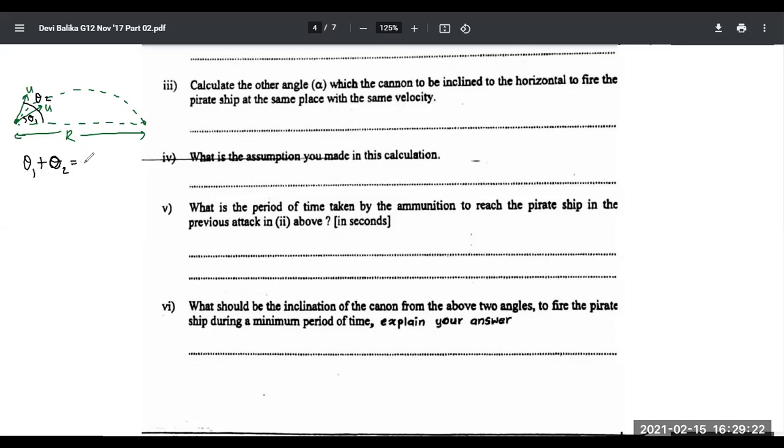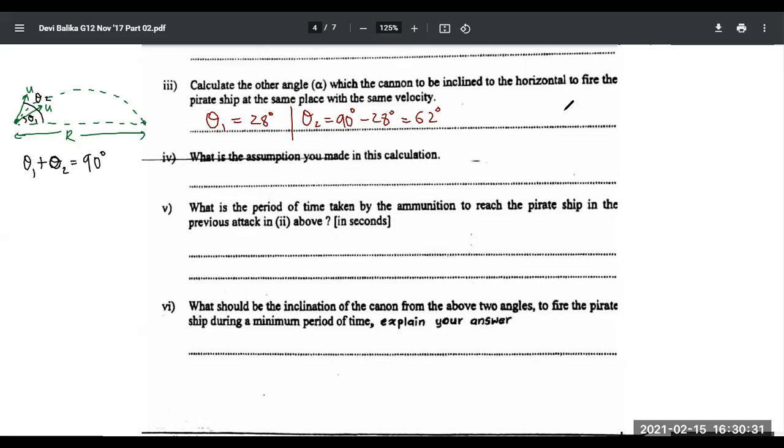They are complementary angles, right? Now, in this case, let's go to the question. The question says theta 1 is 28 degrees. If theta 1 is 28 degrees, theta 2 should be 90 minus 28 degrees, and that would be 62 degrees. You can achieve the same range. Okay, 30 and 60 is another such pair.